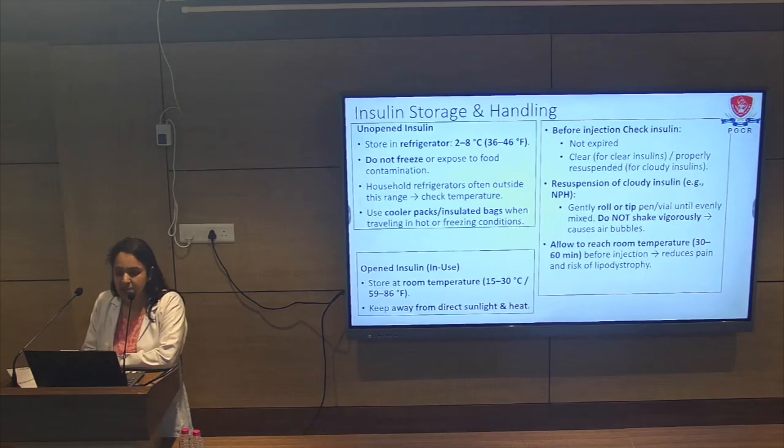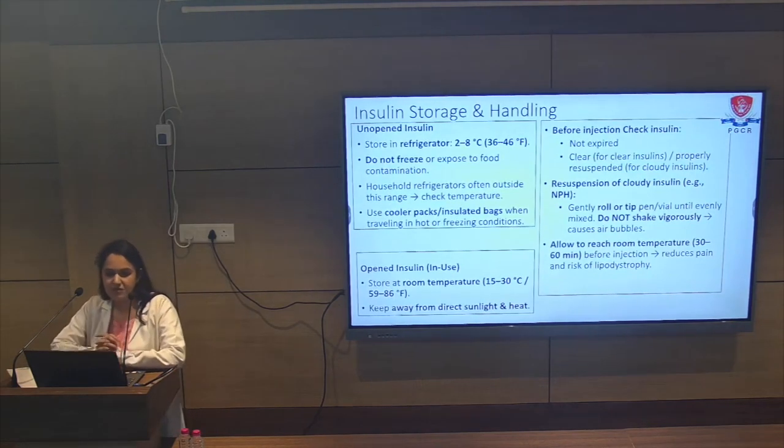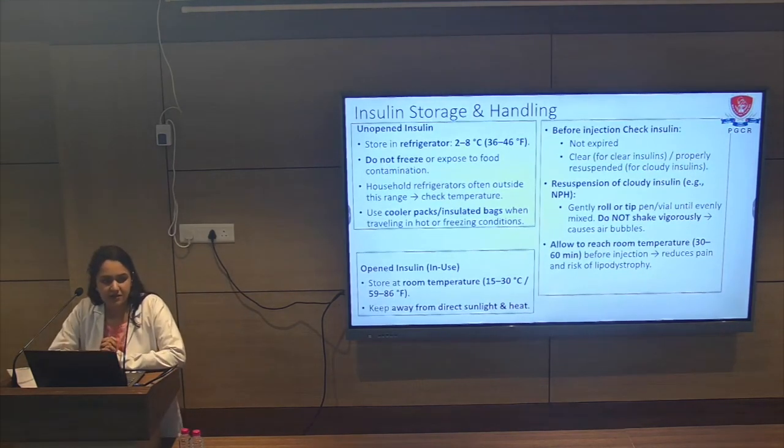Before injection, we check that the insulin is not expired and that it is clear for clear insulins and properly resuspended for cloudy insulins. Resuspension of cloudy insulin: gently roll or tip the pen or vial until evenly mixed. Cloudy insulin means, most commonly what we know, 30-70 or mixtard or biphasic insulin. That appears cloudy, like milk, and the normal insulin is clear. It's like water, just transparent.